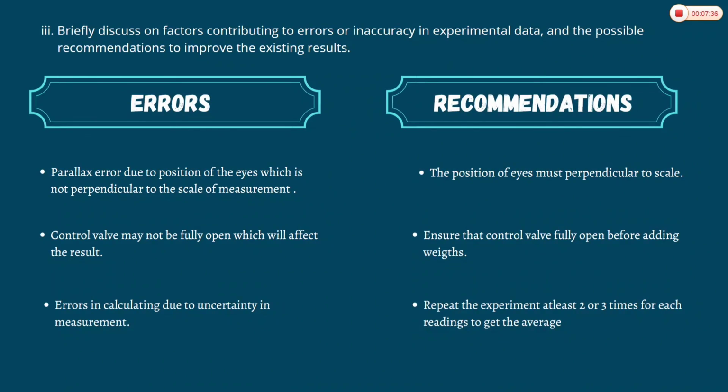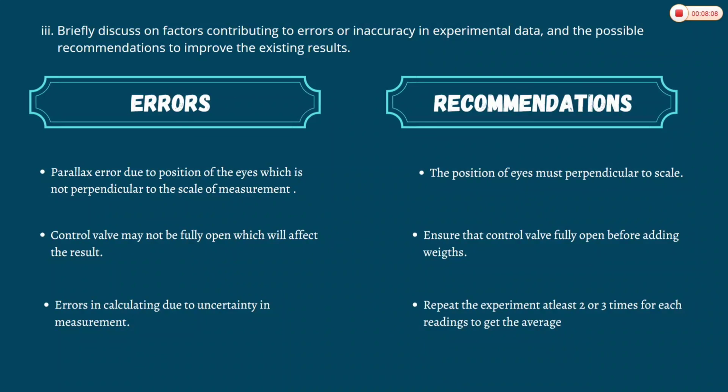So question number 3. Briefly discuss factors contributing to errors or inaccuracy in experimental data and possible recommendations to improve the existing results. So for the first error, parallax error due to position of eyes which is not perpendicular to the scale of measurement. Second, control valve may not be fully open, which will affect the result. Third, errors in calculating due to uncertainty in measurement.